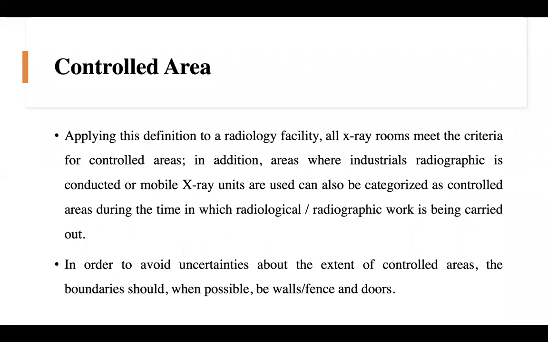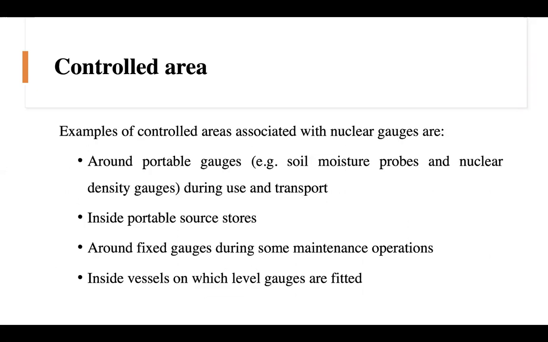Applying this definition to radiological work, this is just more a clarification of a controlled area. If you go to hospital X-ray rooms, they can be classified as controlled areas. In order to avoid uncertainty about the extent of a controlled area, a physical border should be there, such as doors, walls, or fences. An example of controlled areas associated with nuclear gauges: around portable gauges, inside the portable source stores, and around fixed gauges during some maintenance operation.